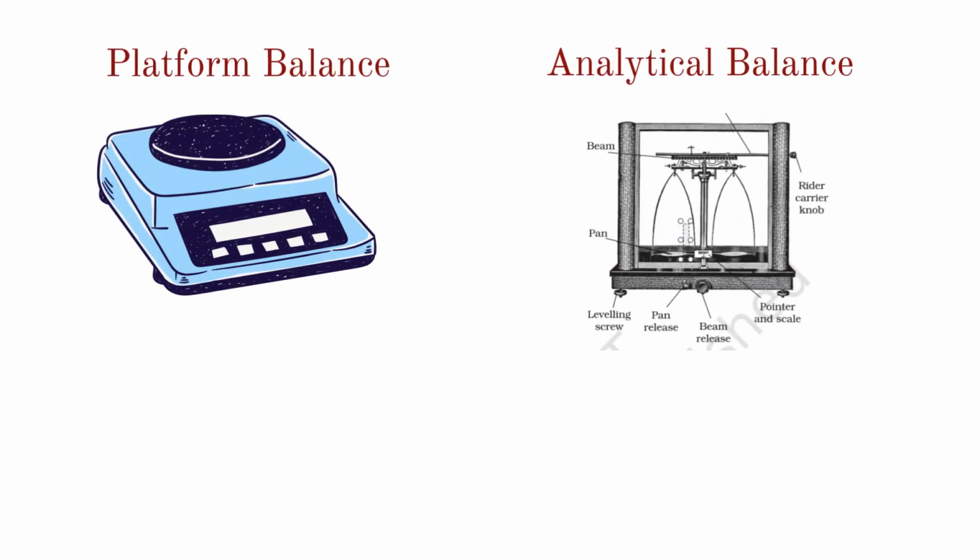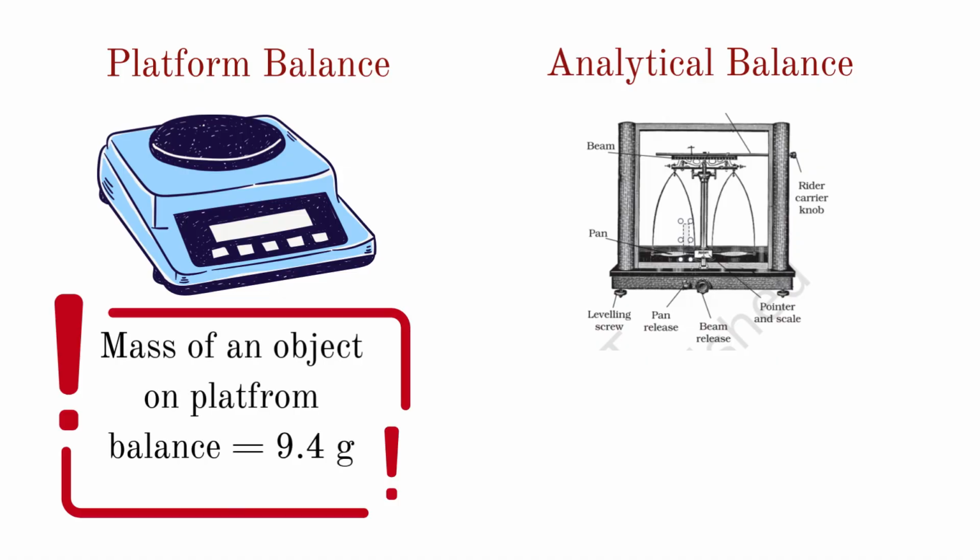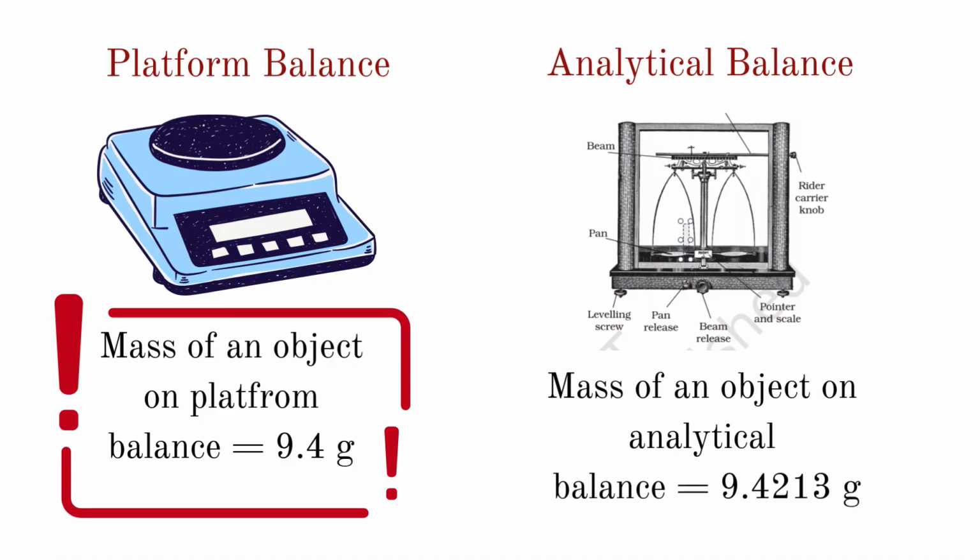Consider the mass of the same object measured using two different balances. A platform balance gives a mass of 9.4 grams. An analytical balance gives 9.4213 grams. The analytical balance provides more detailed information and is therefore more precise. Notice that the last digit is uncertain. This uncertain digit is included in significant figures.